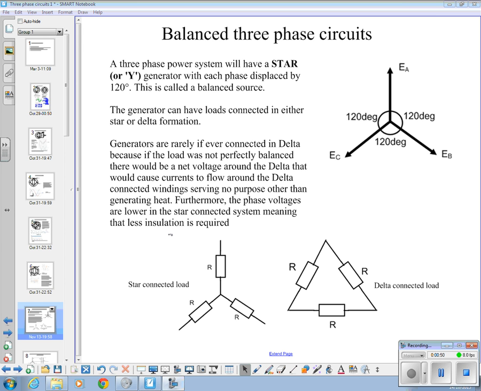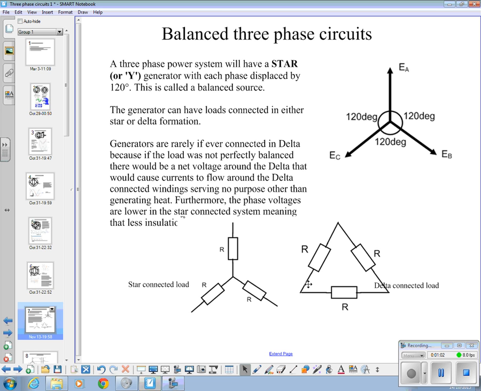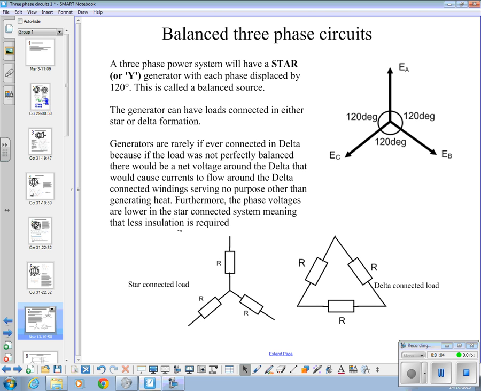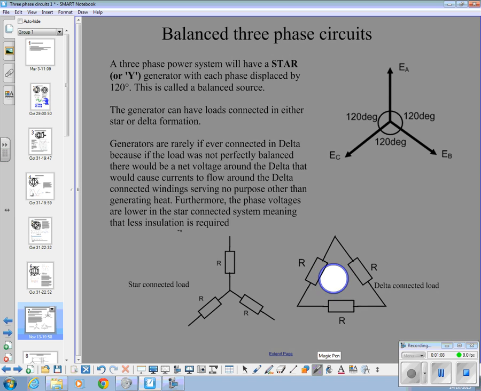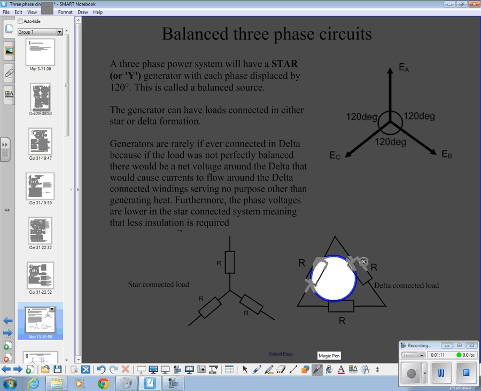But if you connected your generator in delta and the load connected to it was unbalanced, you'd effectively have currents flowing that were just going round the circle, the triangle, or the delta. So you'd get a current that was just flowing around there and doing nothing, not going through your load at all. And all that current is doing is creating heat in the generator. You can't get that with star connected.